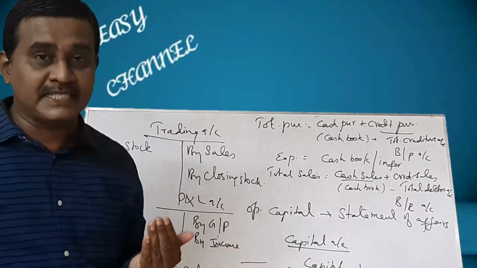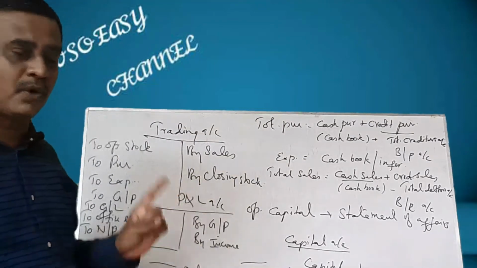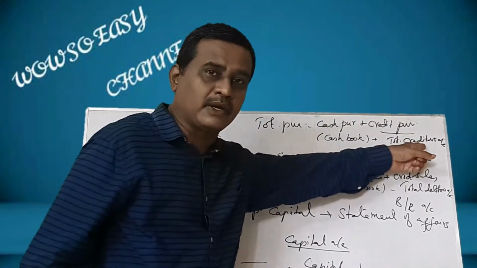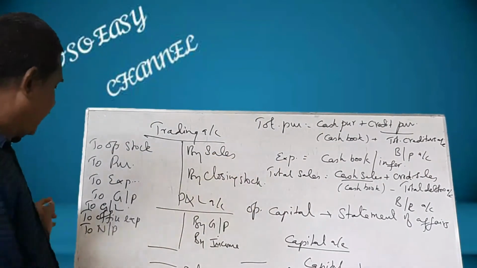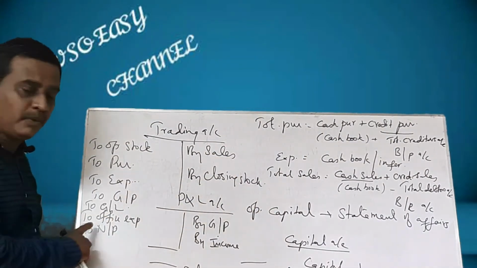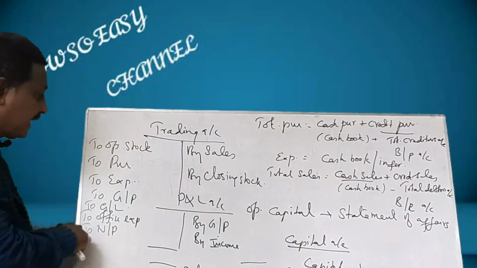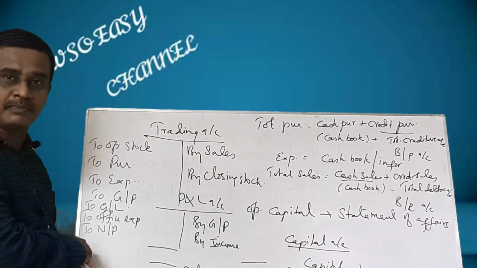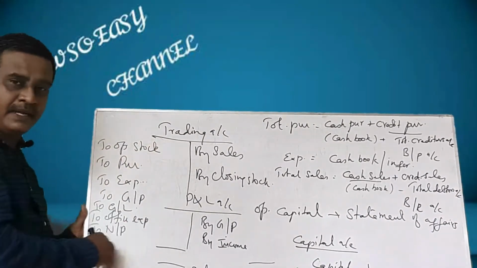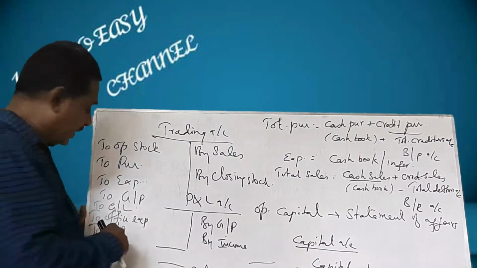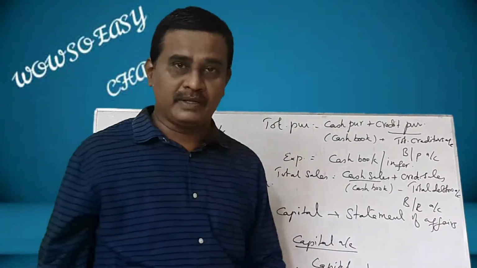Discount received is an income for the business. Discount received will be shown in the total creditors account and in the P&L account also. Likewise, discount allowed will be shown in the total debtors account and the debit side of the P&L account also. When you do sums, you can remember that. And then you find out the net profit. And this net profit will be taken to capital account.